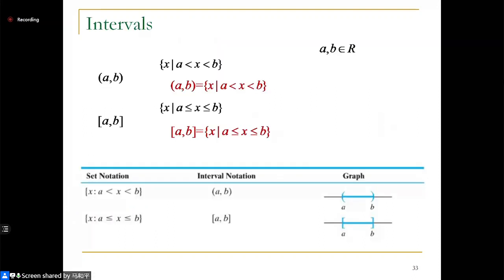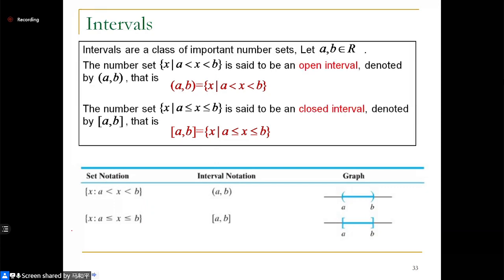And now we will learn intervals. Intervals are a class of important number sets. Let A, B belong to R, the real numbers. An interval is also a set. It's just a number set.